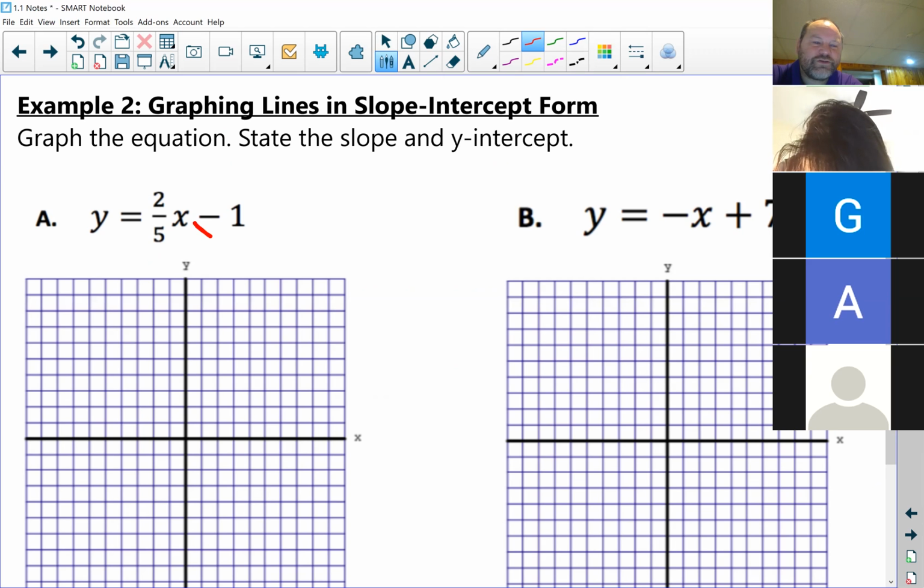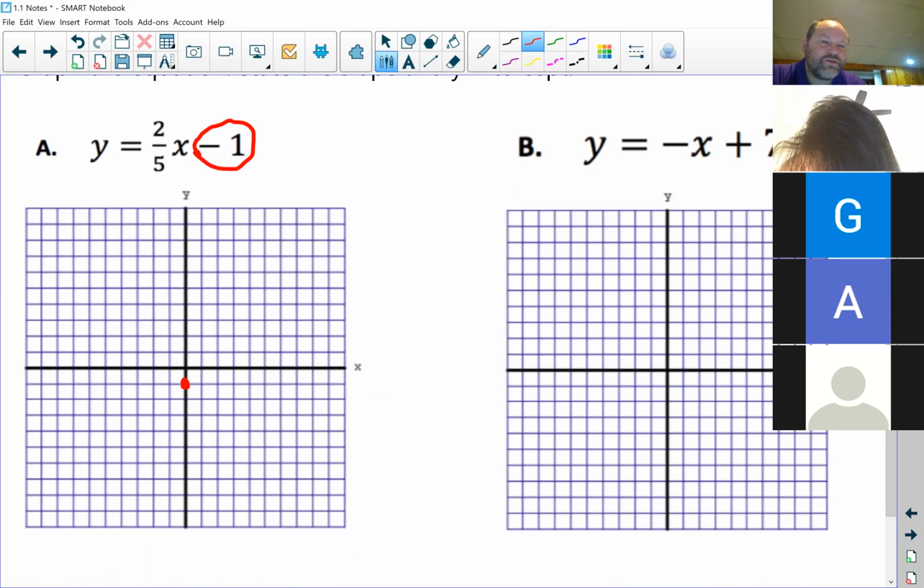In this case, our y-intercept is -1. Technically, it's the point (0, -1), but we graph -1 on the y-axis. What is the slope? 2/5. Excellent.